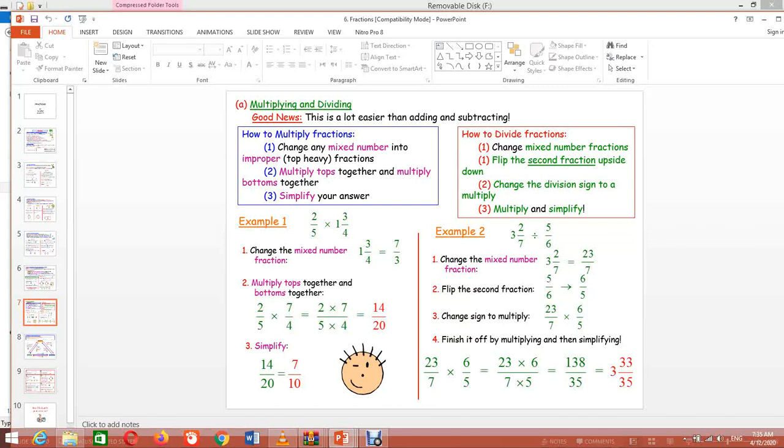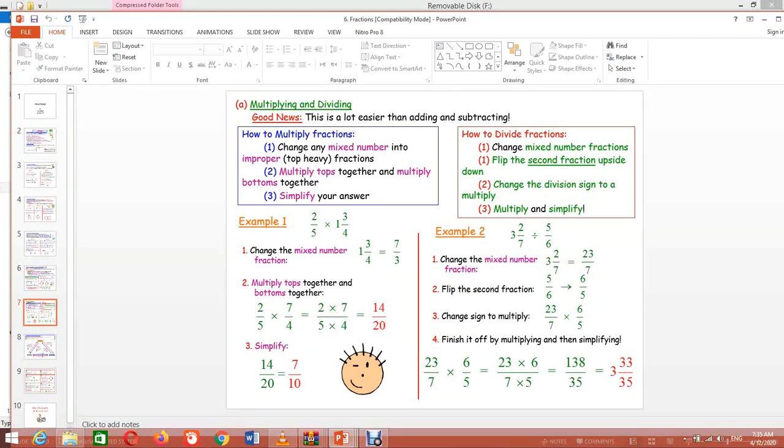Then we flip the second fraction. 5 over 6, we change the position: 5 becomes the bottom and 6 becomes the top. So 5 over 6 has been changed to 6 over 5. Then we change the division sign to multiplication. So we have 23 over 7 multiplied by 6 over 5. Then we finish by multiplying and simplifying.